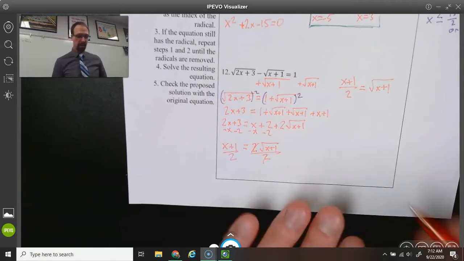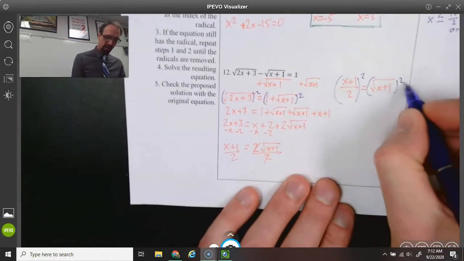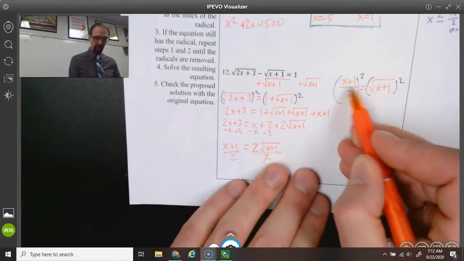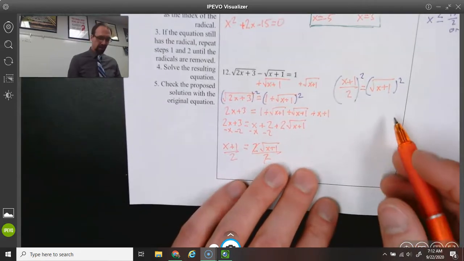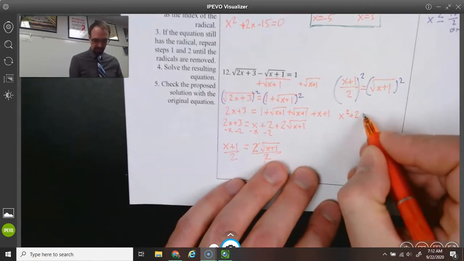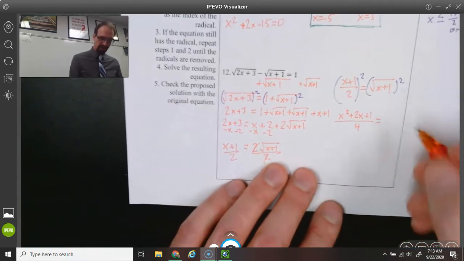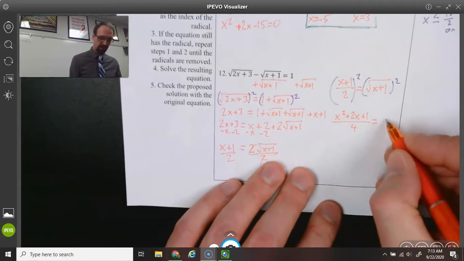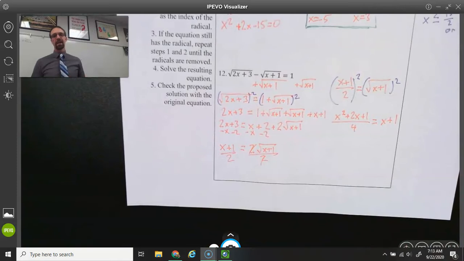I need to square both sides. When you square both sides, remember you are squaring the numerator and the denominator over here. So keep that in mind. So we're squaring all of this term here and this as well. So we're going to end up with x squared plus 2x plus 1 over 4 is equal to, and on this side, I have the square root of x plus 1 squared, so I end up with just x plus 1.